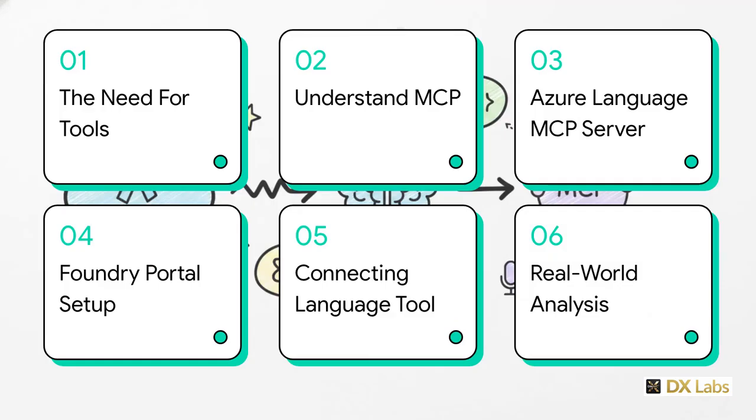To get you completely ready for the AI 901 exam, we've got a really clear roadmap. We're going to cover the need for tools, understand the model context protocol, look at the Azure Language MCP server, set up an agent in the Foundry portal, connect our language tool, and finally, dive into a real-world text analysis scenario. Let's just jump right into our first concept.